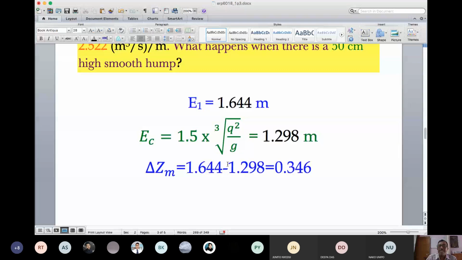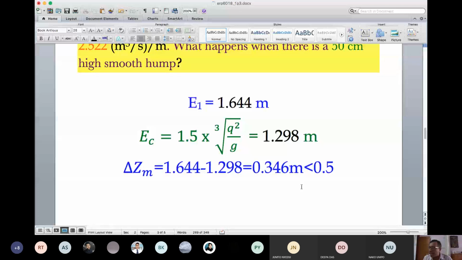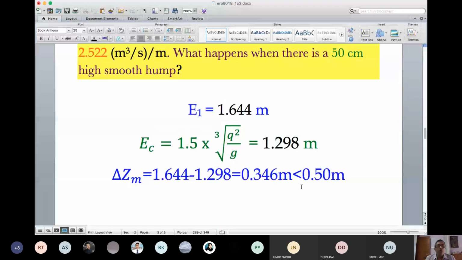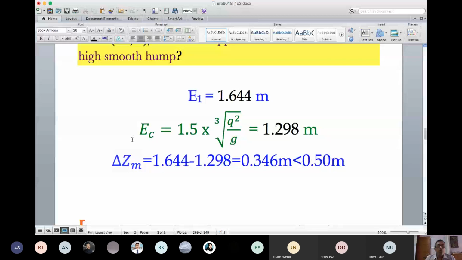0.50 meter, because if I'm providing a hump of 50 centimeter, it is going beyond the delta Zm value. So now at the downstream section, E2 will be equal to Ec.